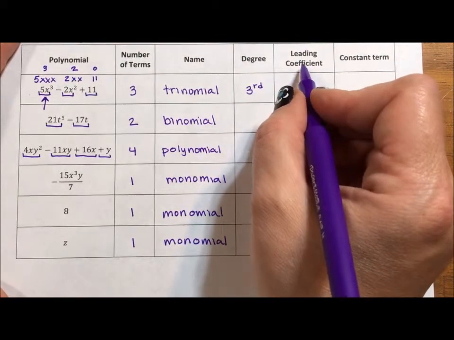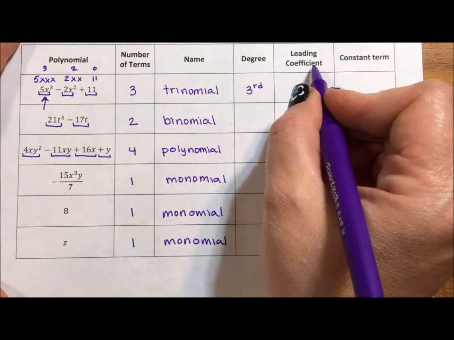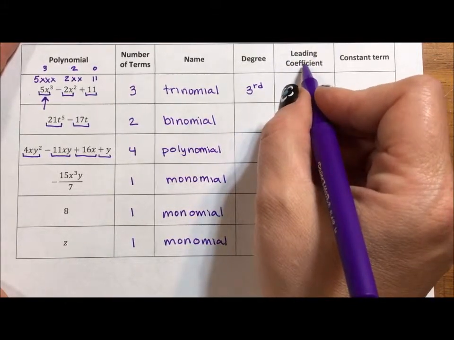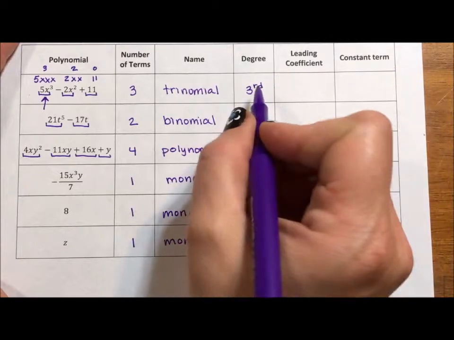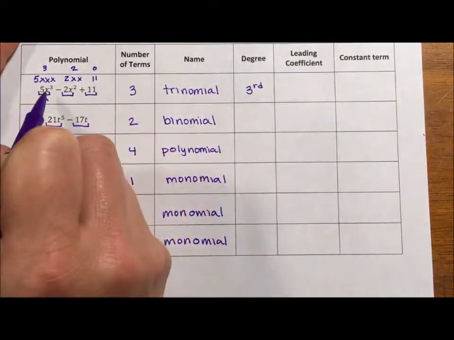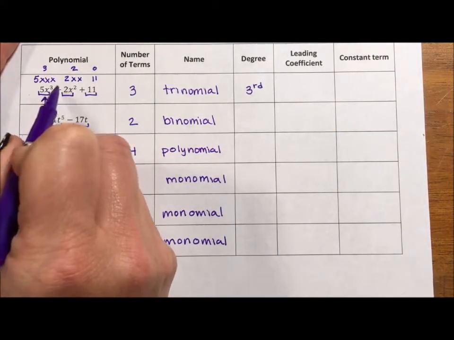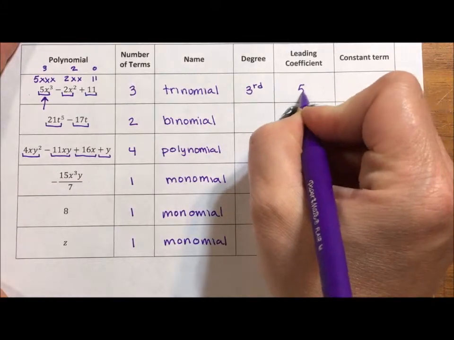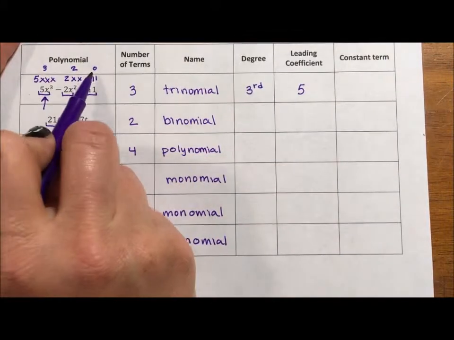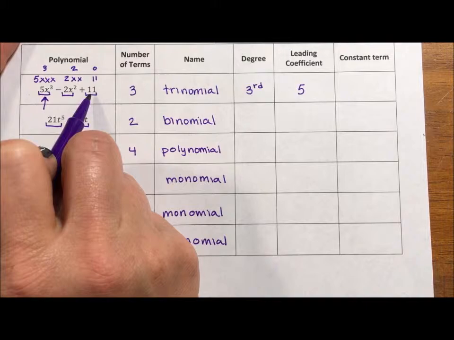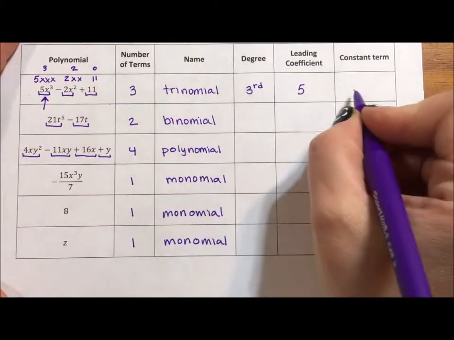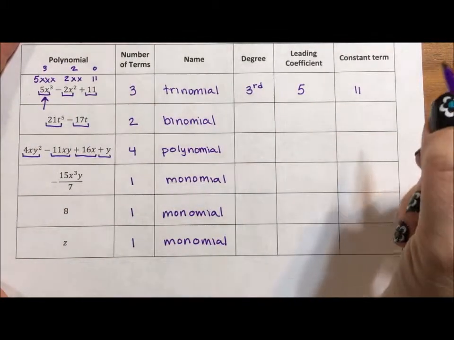Leading coefficient is the number, coefficient means number. The leading coefficient is the coefficient of the term that has the biggest degree. So if this term is the biggest degree, the leading coefficient is 5, and a constant term is a term whose unknown is 0. We know everything about a constant. In this case, it is 11. Okay.